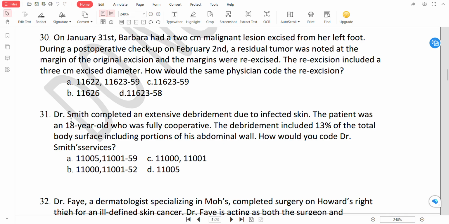Thirty-first question. Dr. Smith completed an extensive debridement due to infected skin. The patient was an 18-year-old who was fully cooperative. The debridement included 30% of the total body surface including portions of his abdominal wall. How would you code Dr. Smith's services?